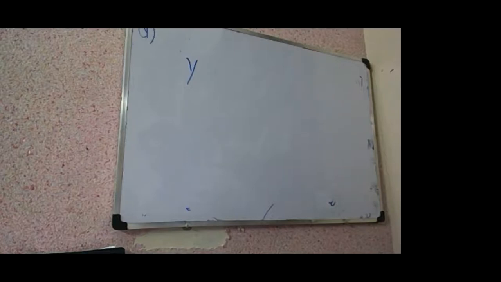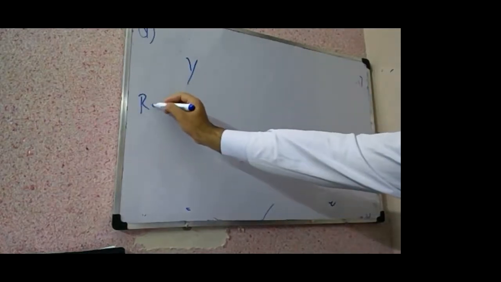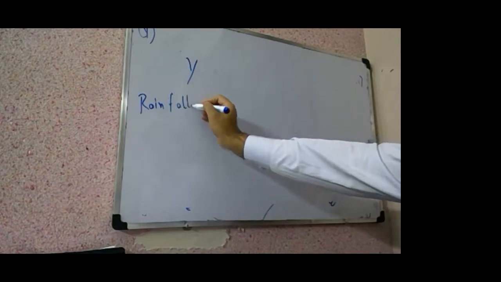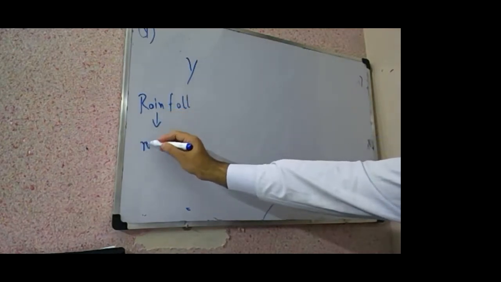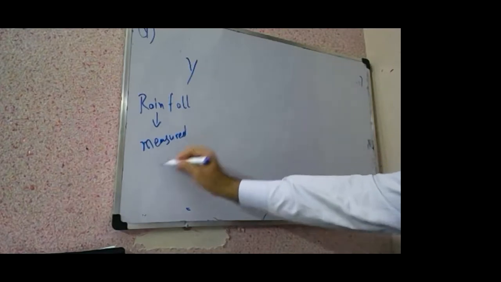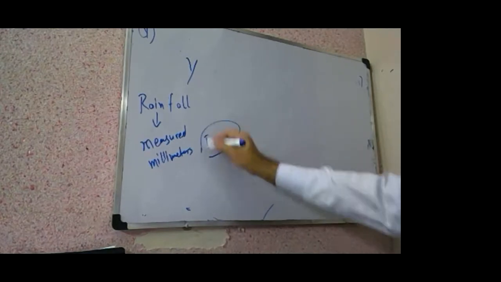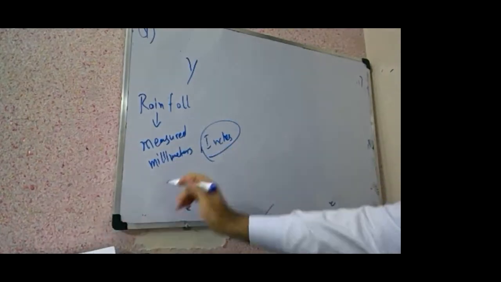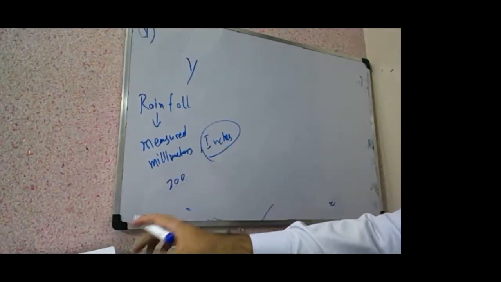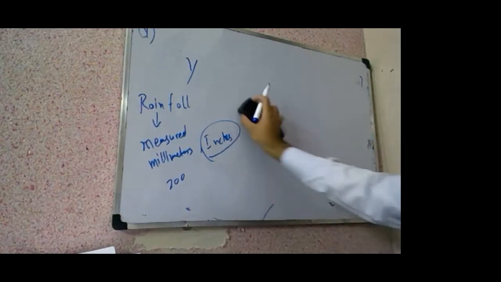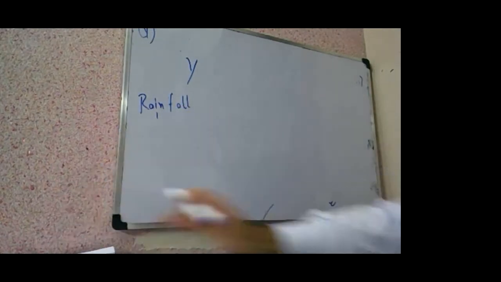Now, let's take an example of a continuous random variable. Say y is a random variable which shows the rainfall. Rainfall can be measured in millimeters or inches. Let's take inches, because with milliliters, for example, we can have 2 milliliters or 200 or 300 milliliters. So let's talk about inches, like 2 inches or 3 inches.